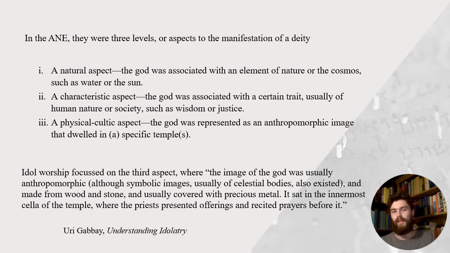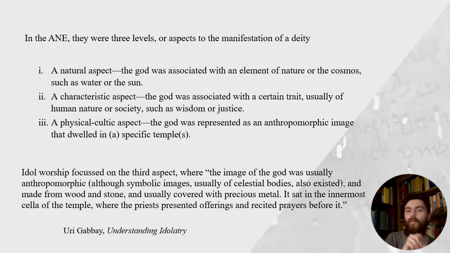We've got the natural aspect, the God associated with the element of nature or the cosmos, which is the highest aspect, relating to the highest heaven view. We've then got a characteristical aspect, where God is associated with a certain human trait, like society or wisdom or justice, which goes down to the ethereal, the human level, the physical level. And then the lowest level is a physical cultic aspect, where the god is represented in a human or anthropomorphic image, and then dwelled in a specific temple or location.